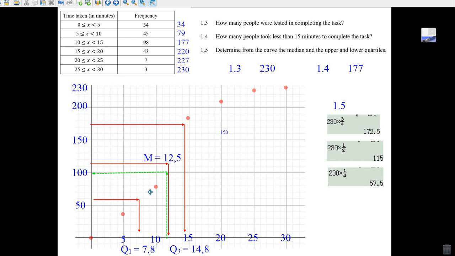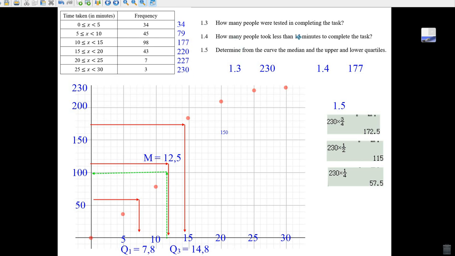Now, I'm not so good on the computer with connecting these in a nice curve. You have to connect them in a nice curve. And that's how you get the first 2 questions, the first 5 or 6 marks, I think it is. Then they ask you a few basic questions here. The first one, how many people were tested completing the task? Well, 230 is the total, so that 230 is how many people took the test.